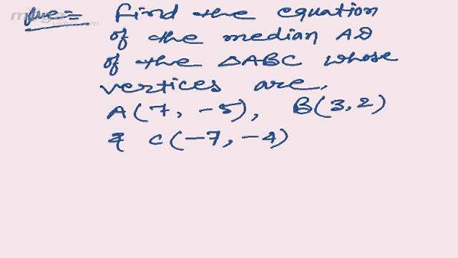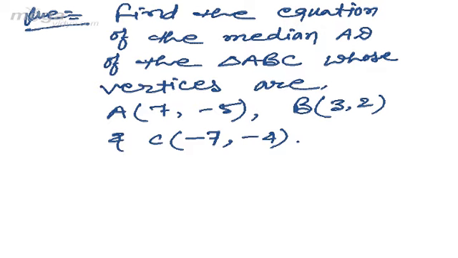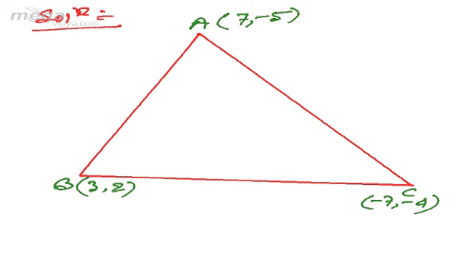The question is: find the equation of the median AD of the triangle ABC whose vertices are A (7, -5), B (3, 2) and C (-7, -4). So students, first of all, we will draw the triangle. This is the triangle ABC whose vertices are (7, -5), (3, 2) and (-7, -4). And you have to find out the equation of the median AD, where D lies on BC.